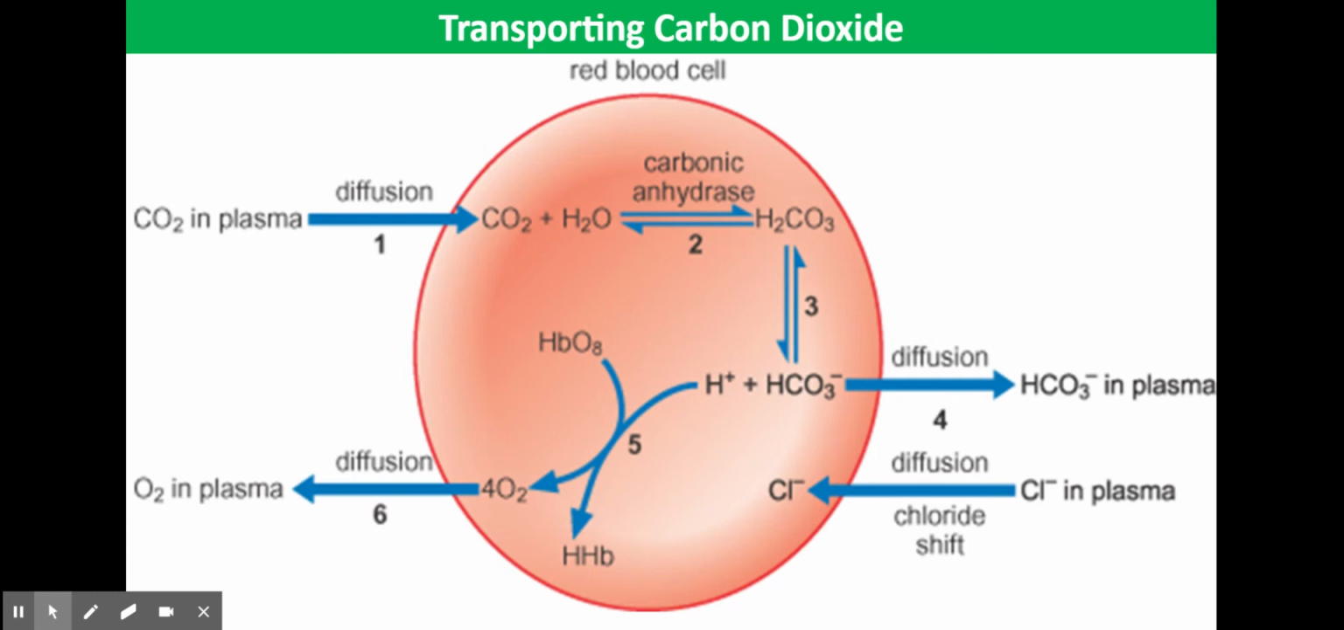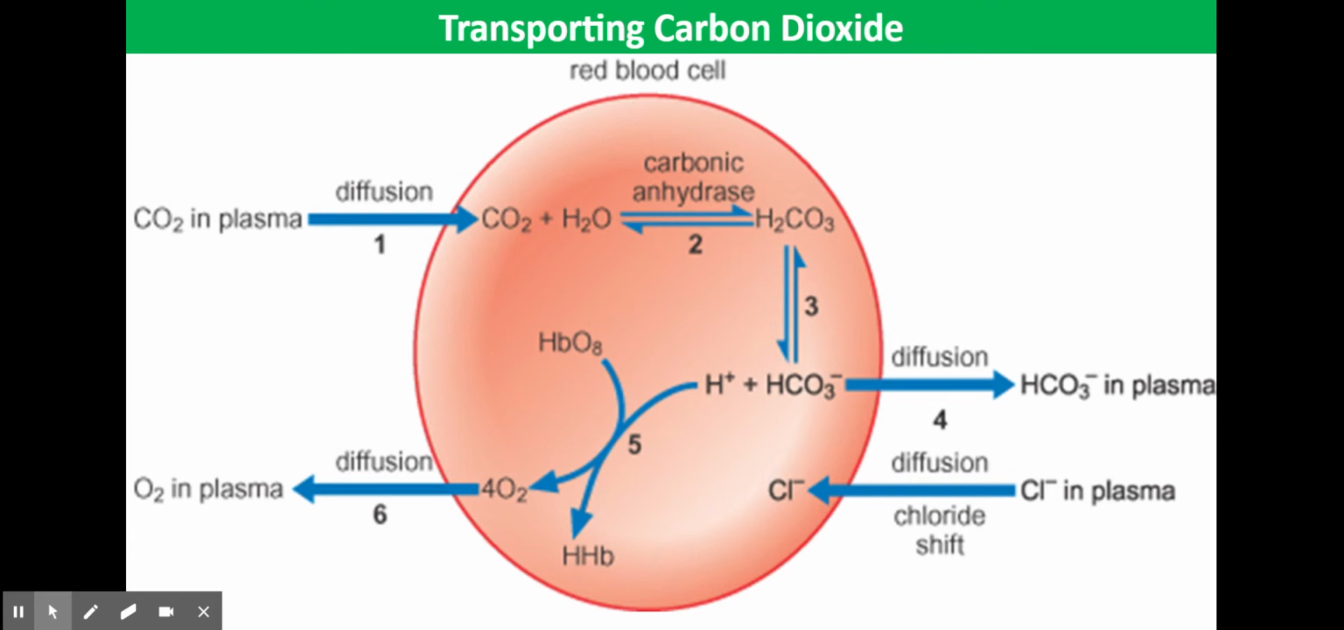The carbonic acid dissociates to form hydrogen ions, H+, and hydrogen carbonate ions, HCO3-, and that is represented by the equation 3 on the slide in front of you. The hydrogen carbonate ions diffuse out of the red blood cell into the plasma. The charge inside the red blood cell is maintained by the movement of chloride ions, so that's Cl-, from the plasma into the red blood cell. That is known as the chloride shift.